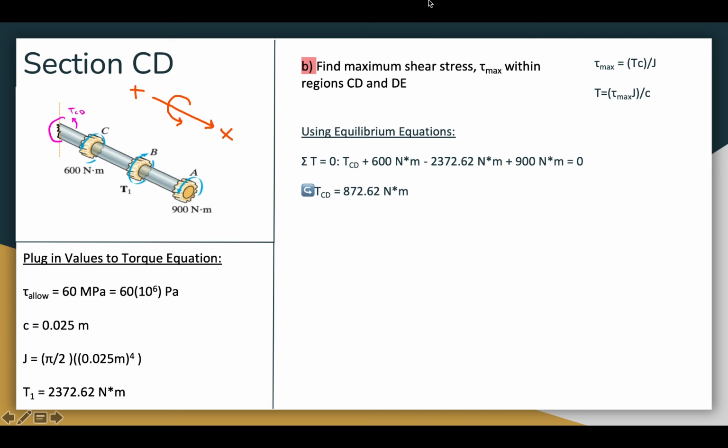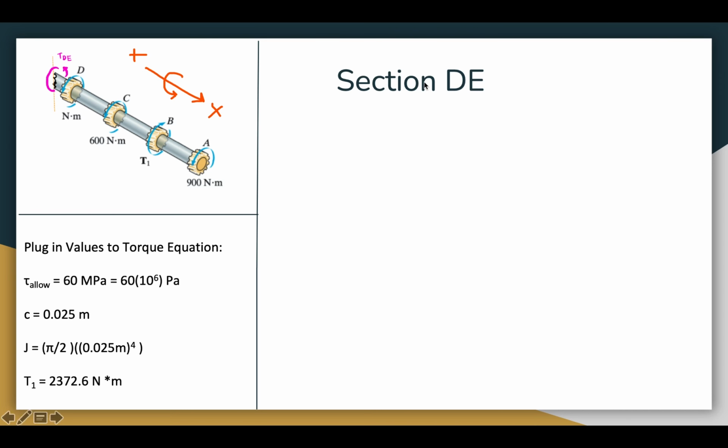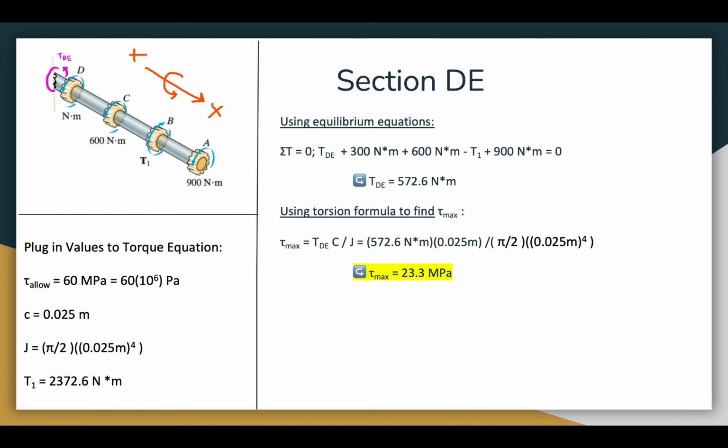So we want to find the maximum shear stress in CD. We sum the torques within CD. We get 872.62 Newton meters. We use our torsion equation, and we get a whopping 35.6 MPa. DE, guess what? Same thing. Sum, bingo, bango, 572.6 Newton meters. Torsion formula, calculator move, 23.3 MPa. Bingo, bango, we are donezo.